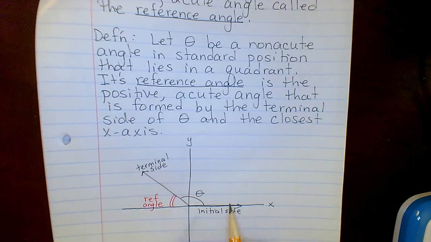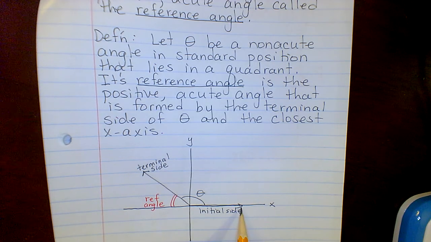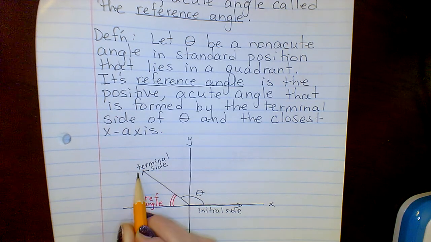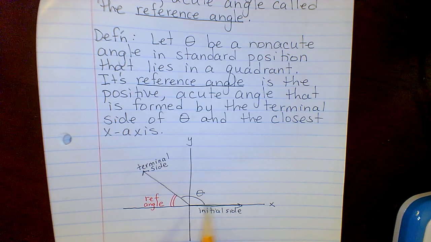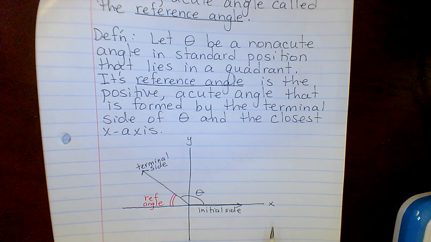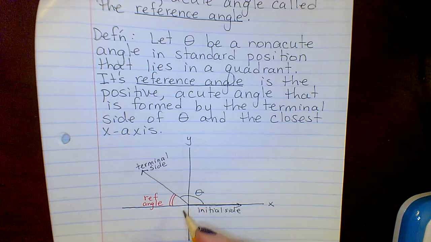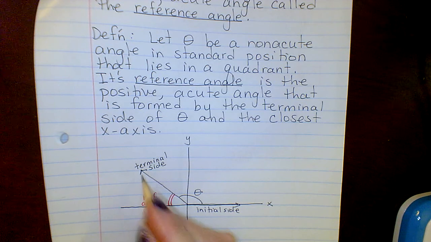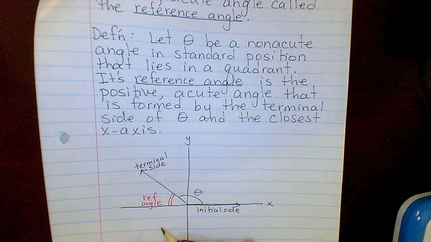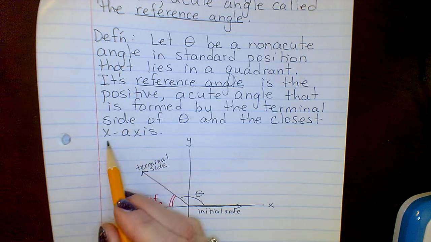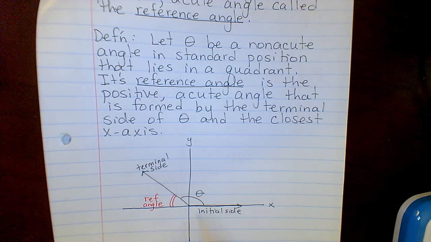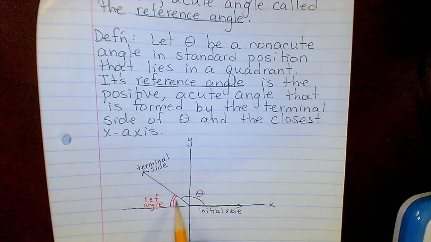So if my angle in standard form looks like this, where there's my initial side, and then my terminal side, let's say, is over here in quadrant 2. There's my angle. The reference angle would be made with the terminal side and the closest x-axis. The closest x-axis may be the negative or the positive. It just depends whichever one's closer to that terminal side. In this case, that negative x-axis is the closest. So this angle right here is called the reference angle.